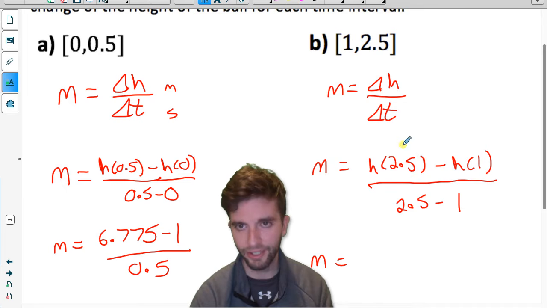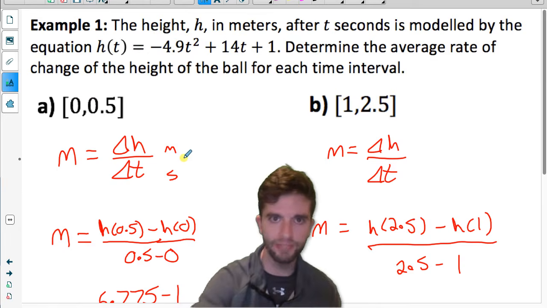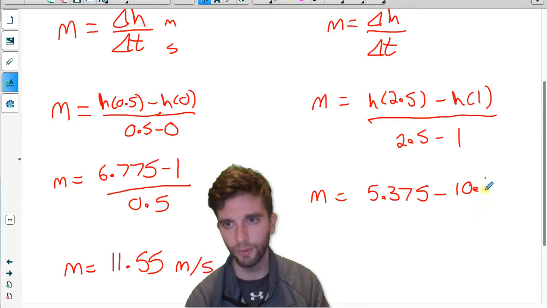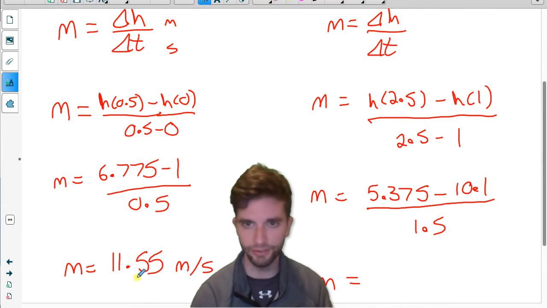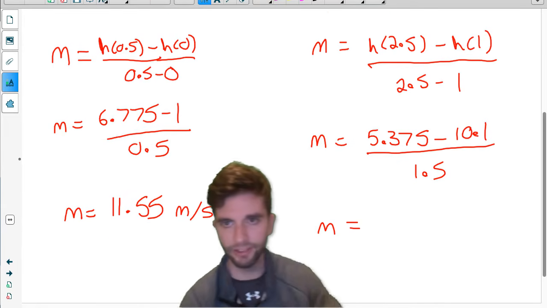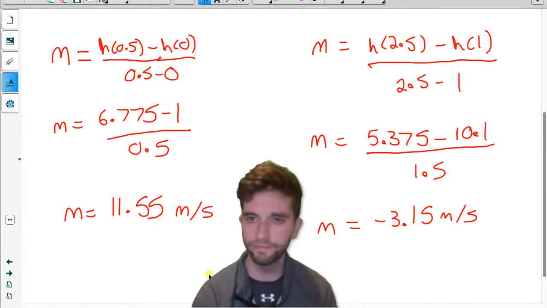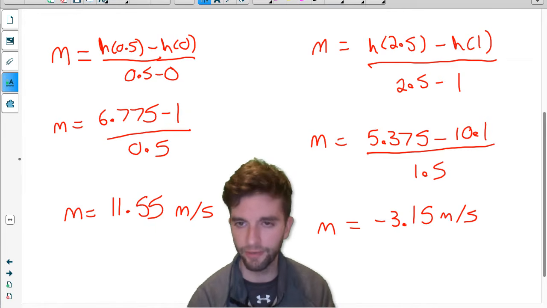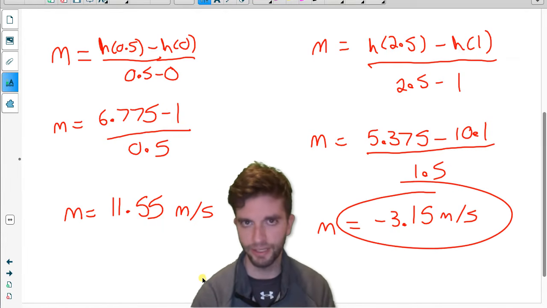And then we can calculate h at 2.5 and h at 1 by plugging them into this formula, but we have Desmos calculating them for us. It was 5.375 minus 10.1. And this is all over 1.5. And then we'll get the average rate of change between the 2 points by evaluating that fraction. And we get negative 3.15 meters per second. So that tells us on average, the ball is falling by 3.15 meters per second over that interval. The ball was going up at the first part of the interval, but then it was going down after, but on average, it's going down by 3.15 meters per second over that interval.